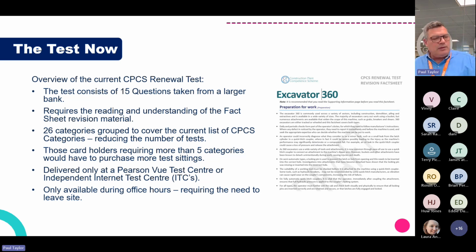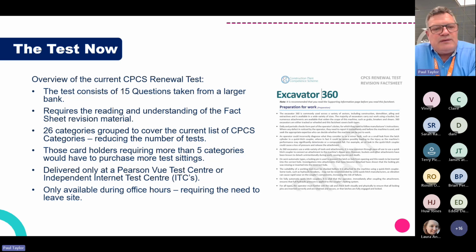So for those who are not fully familiar with the current test as was, the current CPCS renewal test consists of 15 questions taken from a larger bank of questions relating to specific categories. It requires the reading and understanding of fact sheets provided as part of revision material. In total, there are 26 grouped categories in the current list of CPCS renewal categories, and this has been designed to reduce the number of tests each individual has to take based on their category.